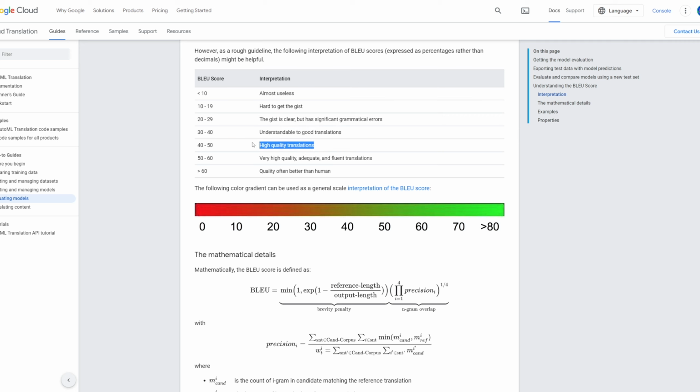Up to 50 is pretty high quality. Up to 60 is really great, almost very similar. Over 60 basically means better than human. And I should mention that the BLEU score is usually used for translations, not this sort of comparing two sentences for mathematical purposes. So, it's good to know.